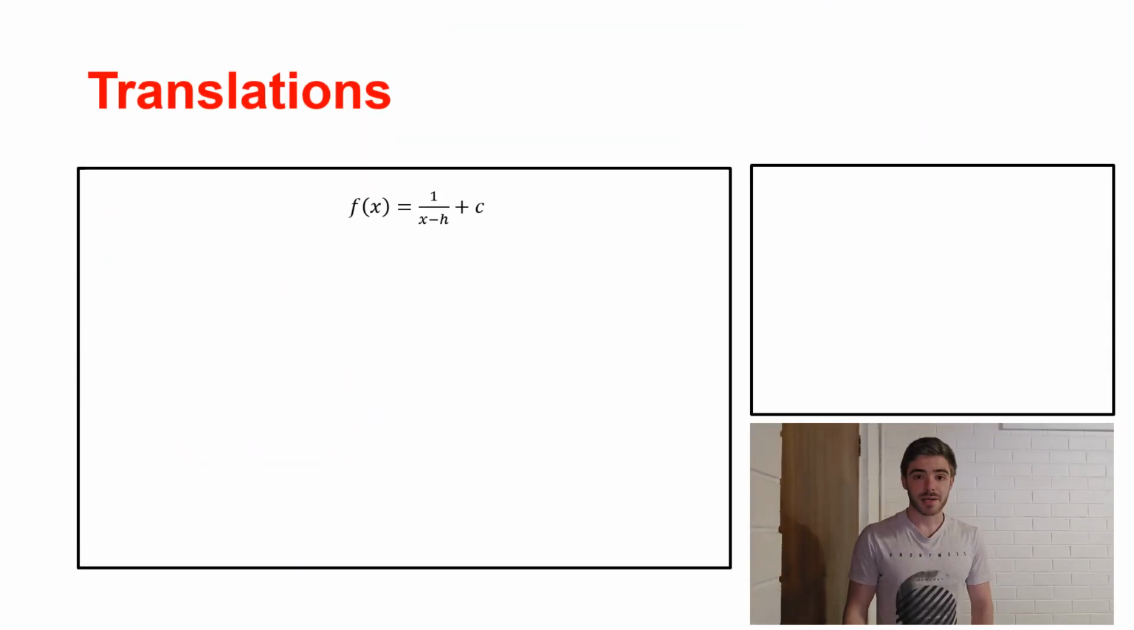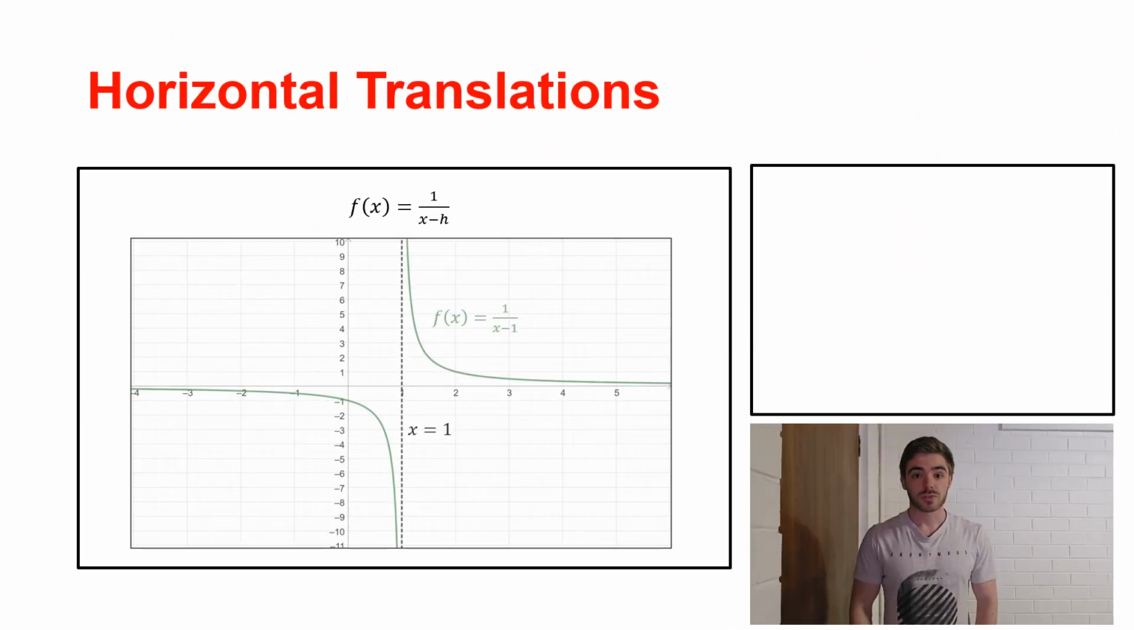The last thing we'll look at are the translation factors. These are responsible for shifting the graph horizontally and vertically. Horizontal translations are determined by the h term. If you have x minus h, then you're shifting your graph to the right by h. For example, if I had x minus 1, then I'm shifting my entire graph to the right by 1.